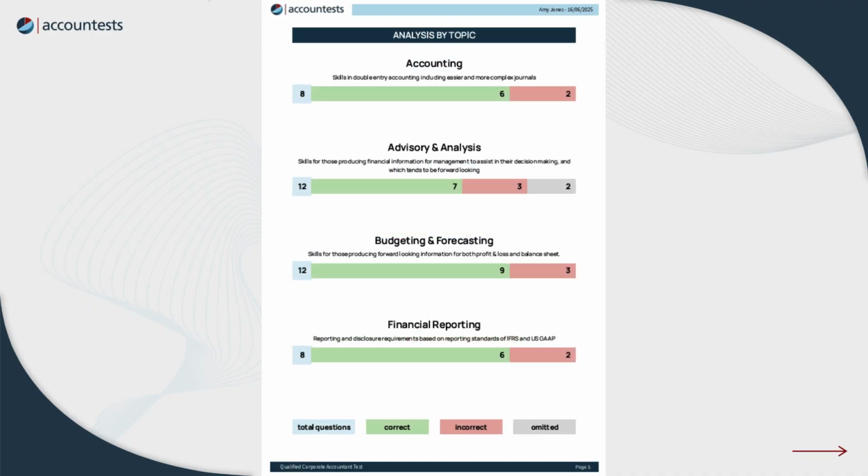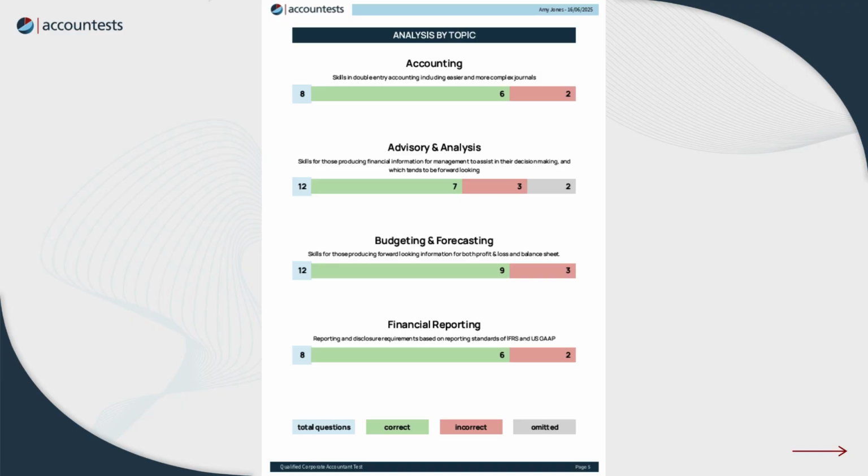After this, we analyse by topic. We go through the different topics covered by the test, and you can see where the candidate's strengths and weaknesses are. This might be useful if some of the topics are more or less important for success in the role. Also, they might highlight some specific training requirements or where you might need to initially have more oversight over the output of the candidate. Here we're covering accounting.